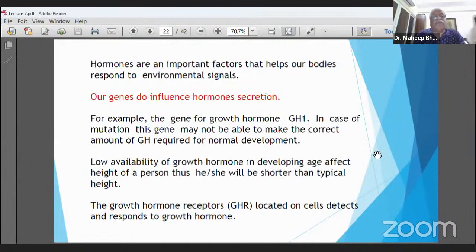Our genes do influence hormone secretion, and I will take the example of the growth hormone gene to explain how hormones are governed by genetic function. As I already said, there is a growth hormone secreted in our body by the pituitary, and this growth hormone is secreted under the influence of a gene called GH1, which is actually the growth hormone gene.